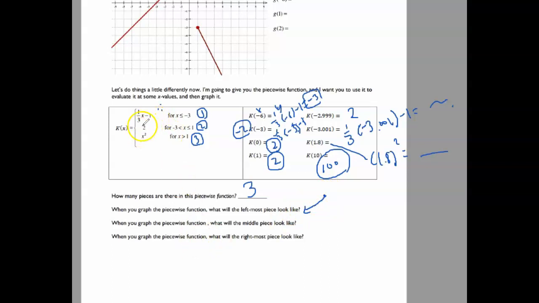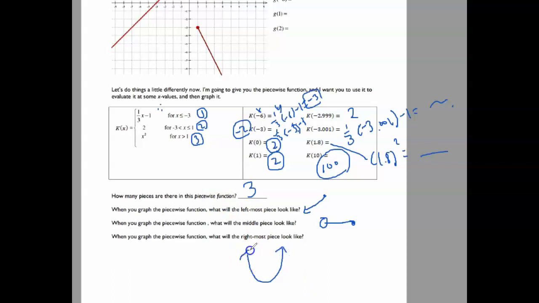All right, what about the middle one? y is equal to 2. What kind of function is that? y equals 2 is the constant function, a horizontal line. And in fact, it's going to have an open circle and a closed circle. Last one, the right end, when x is greater than 1, x squared. Well, it's a quadratic function, which looks like a parabola.